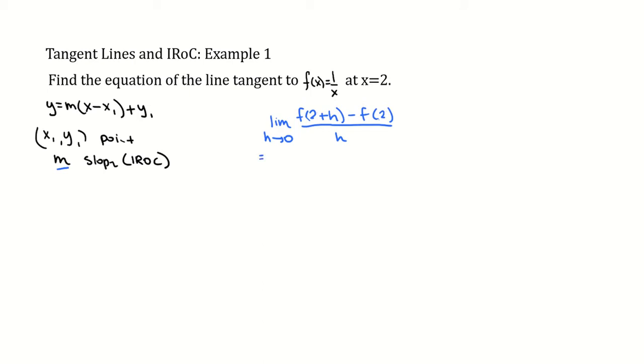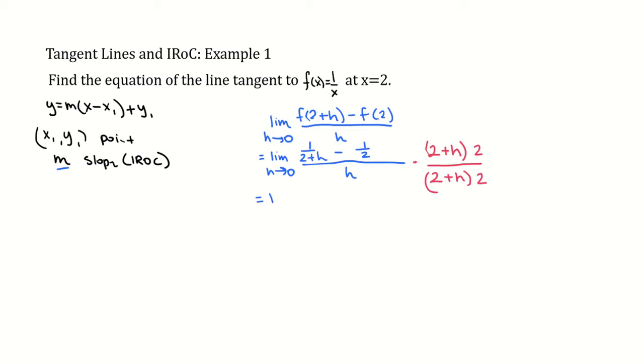This is equal to the limit as h goes to 0 of 1 over 2 plus h minus 1 over 2, all of that over h. One way we can simplify this fraction is to multiply the numerator and the denominator by those two denominators in the numerator. So by 2 plus h times 2 over 2 plus h times 2.